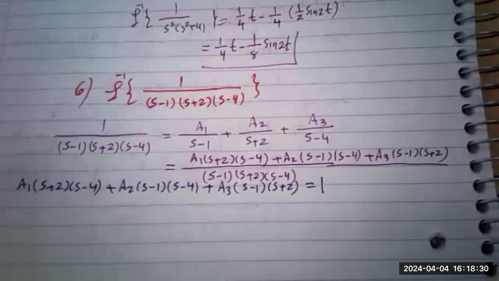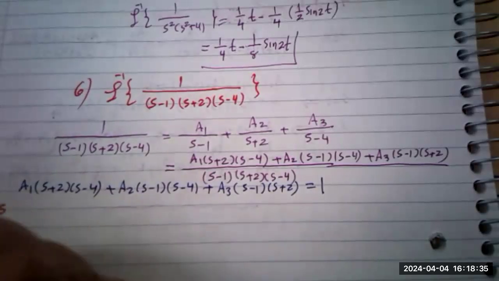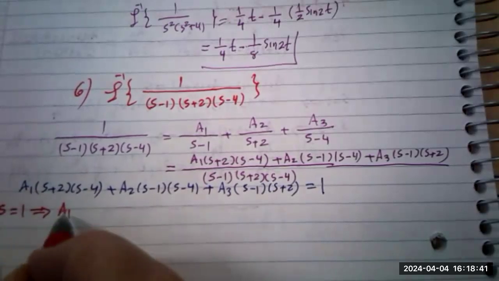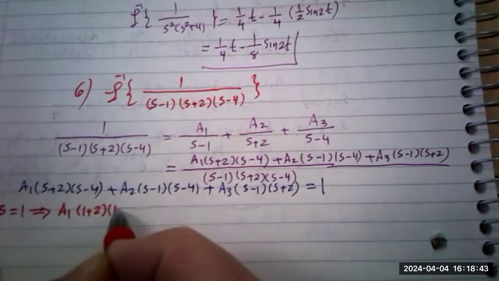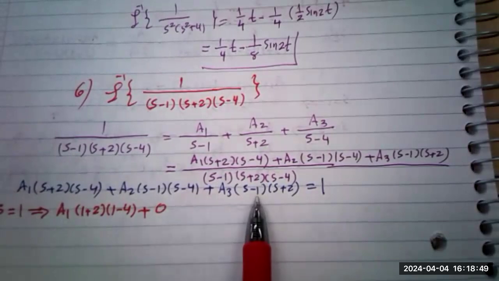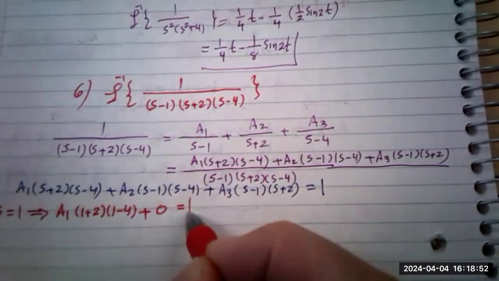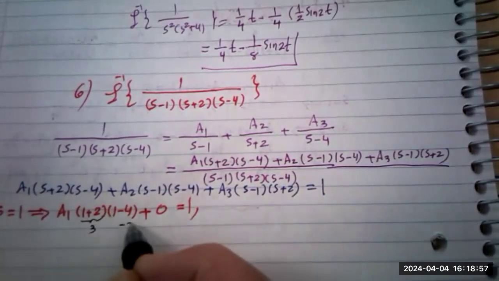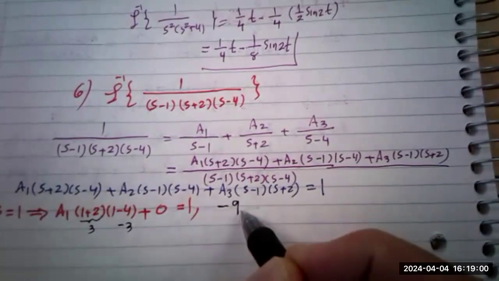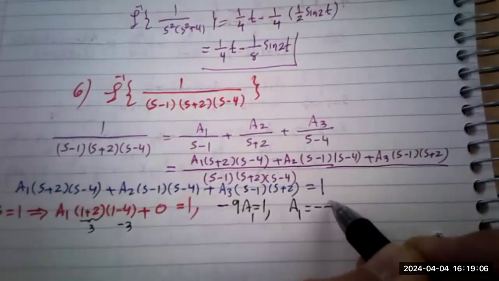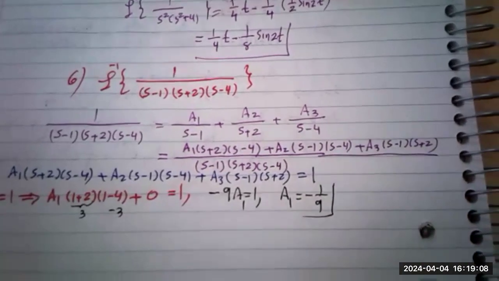Zeros are at the numbers 1, negative 2, 4. So substitute it. S equal to, I go with the 1. If you put 1, you get only the first one. A1, 1 plus 2, and 1 minus 4. Everything else would be 0, because you have s minus 1 and s minus 1. So that would be equal to 1. So this is going to be 3, and this is a negative 3. So that gives negative 9 A1 equal to 1. So A1 would be negative 1 over 9.